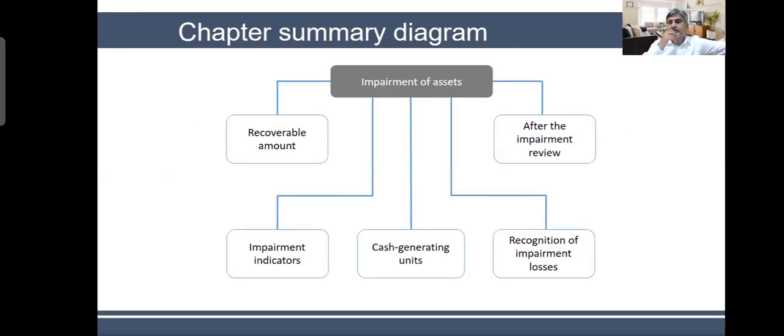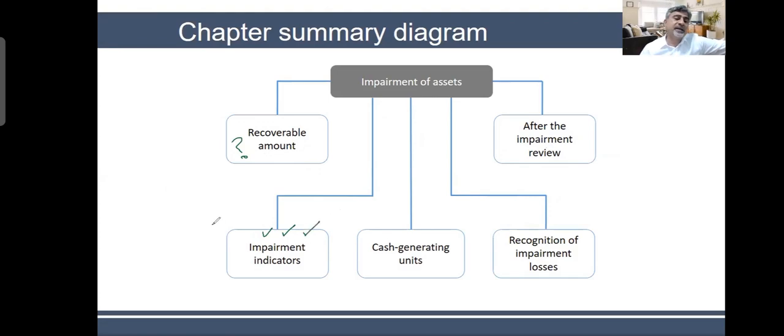For impairment of assets, what we need to understand first is what the recoverable amount is. I'm going to explain this concept now in 2 minutes. Then theoretically, we need to understand what the impairment indicators are. We call it impairment review. When do you do a review of your assets to see if the value has impaired or not? So we need to understand what the impairment indicators are.